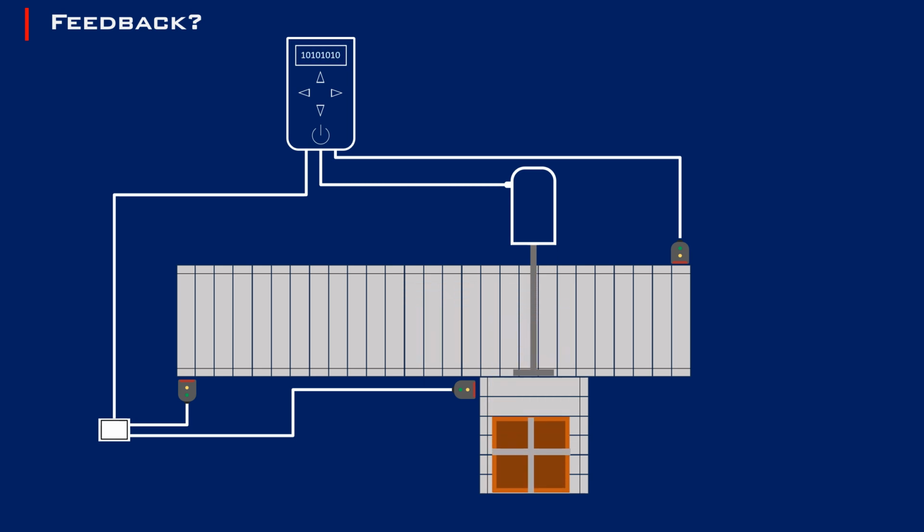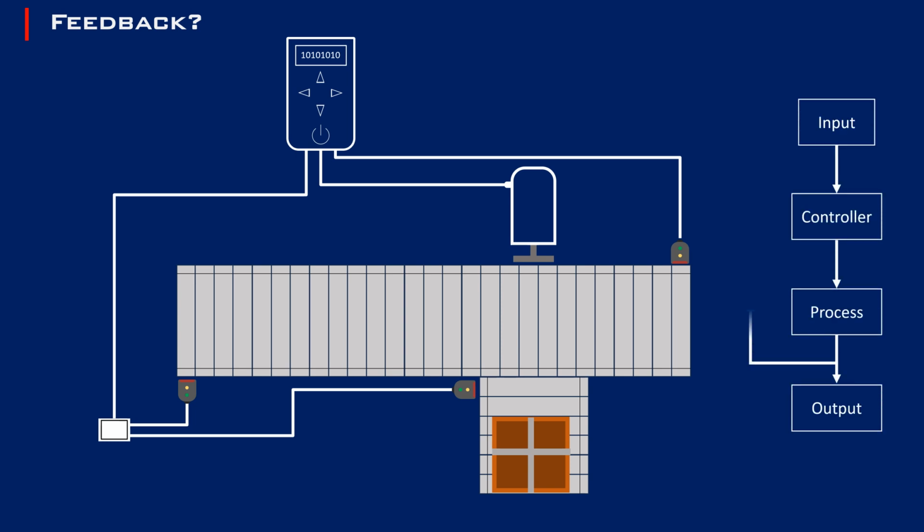Once the actuator reacts, another loop of feedback is sent to the controller. The controller assesses the information and then determines whether the actuator should retract. This is usually represented in a block diagram as reference input, controller, process, output, and feedback.